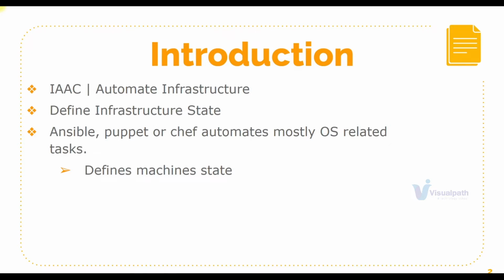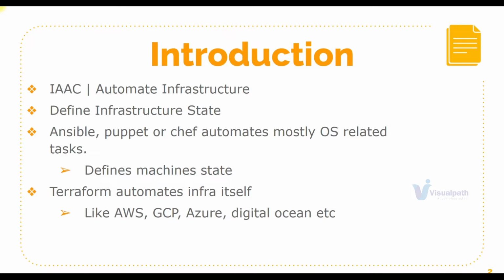Everything is in a YAML file. Terraform, on the other hand, automates the infrastructure itself and also maintains its state, like any cloud provider: AWS, Google Cloud, Azure, DigitalOcean.